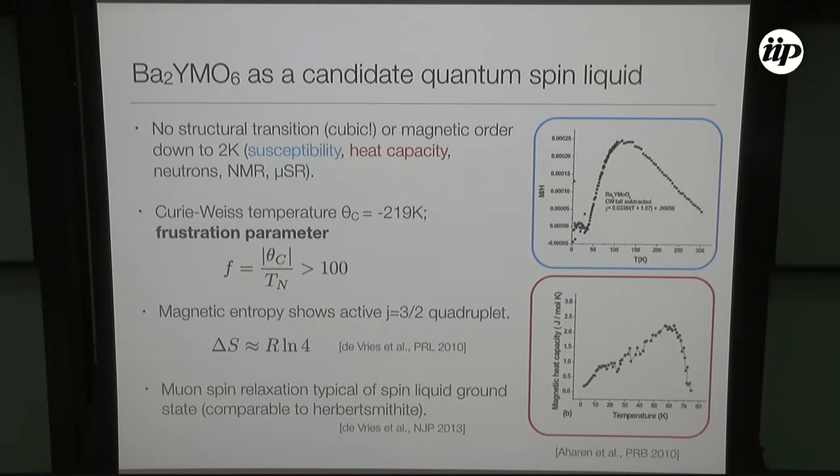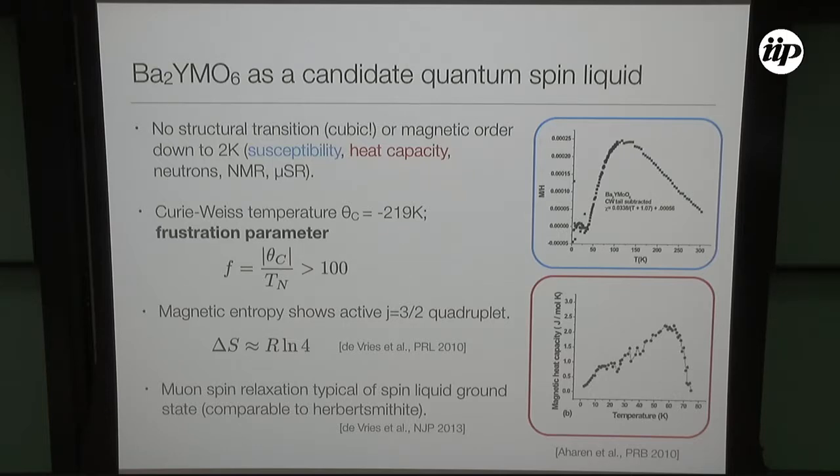Let me tell you why. Here are some experimental results from different groups. Like I said, usually you look at the various properties as a function of temperature. The first thing is to rule out phase transitions. So people have looked at susceptibility, heat capacity, neutron scattering, NMR, muSR, and found no evidence of a magnetic phase transition, no order. Also, and this is important, no structural transition. This material remains cubic. It doesn't go tetragonal or anything, down to 2 Kelvin, which is kind of unusual.